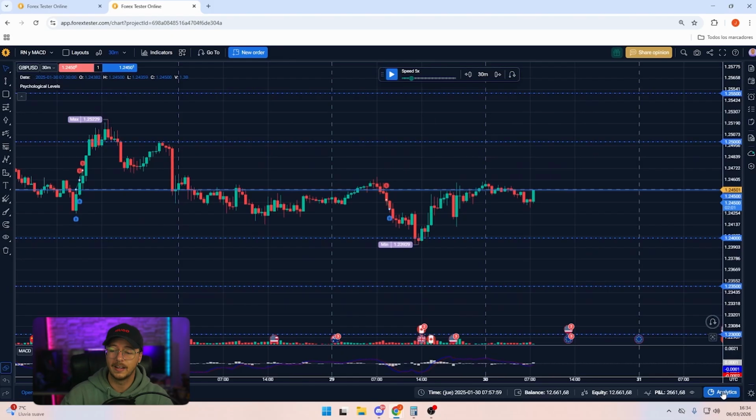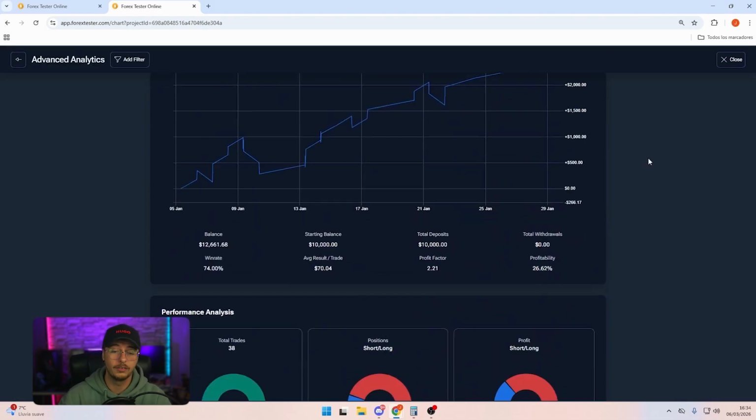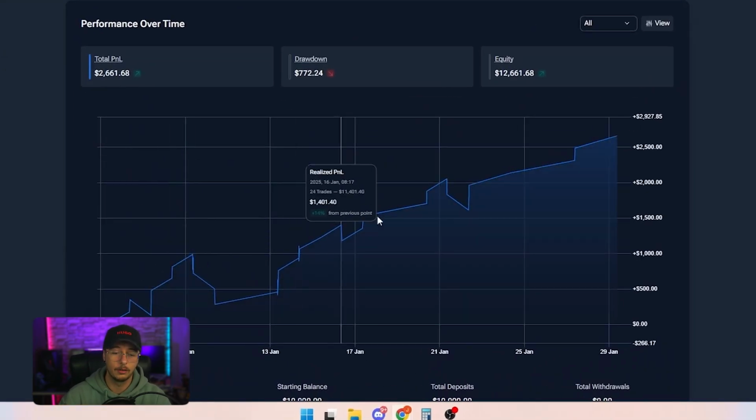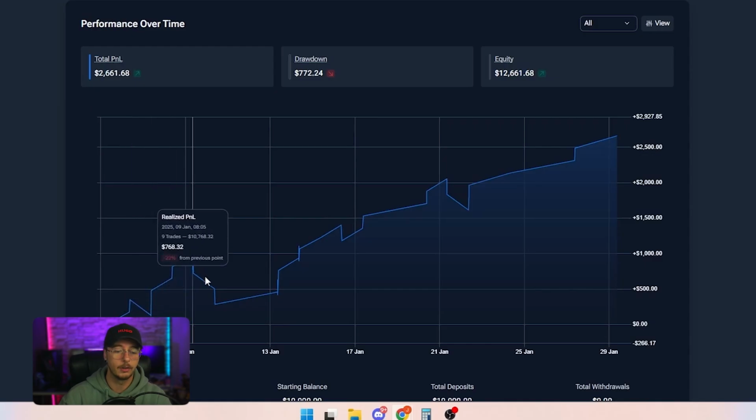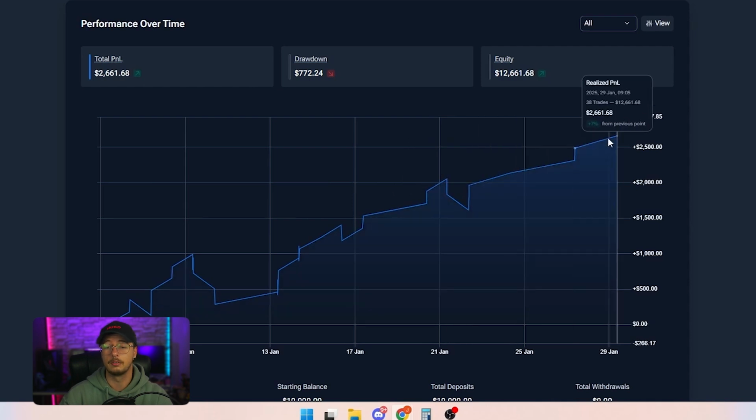And if we come to the analytics, which is obviously the most important, we can see that it's got a really nice equity curve. Here we can see the first trades that we lost and the one that recovered the account. Then we had another little drop just down here, and then it had a really nice recovery.